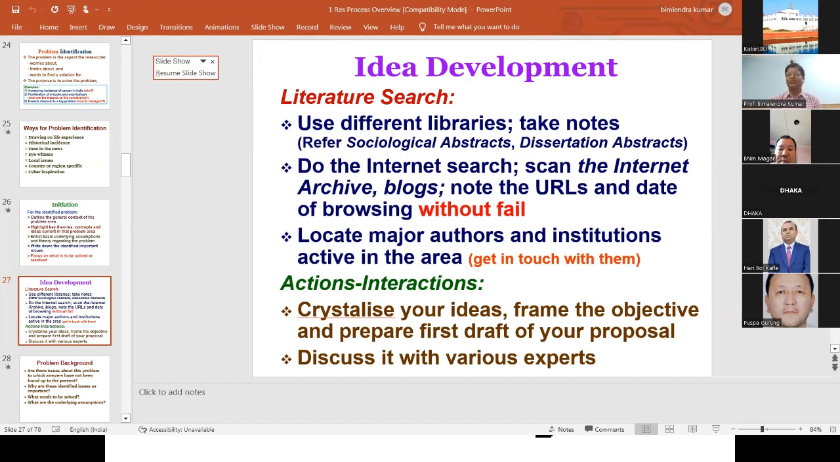It helps us to make research problems related with our research. What are the researches which have already been done? Then locate major authors and institutions active in the area. We have to find out the main scholars who are actively engaged in those subjects in which a research scholar is likely to start his research.